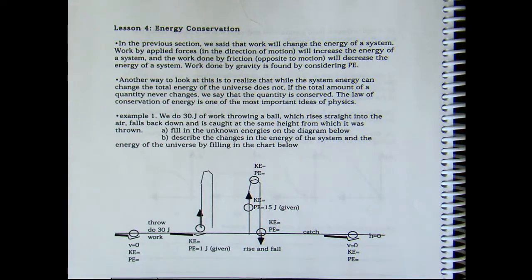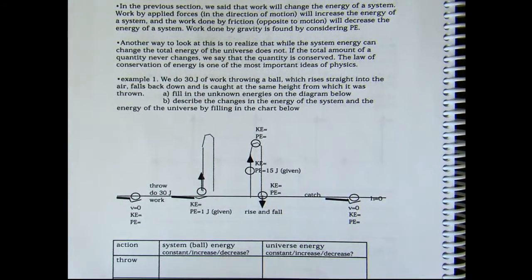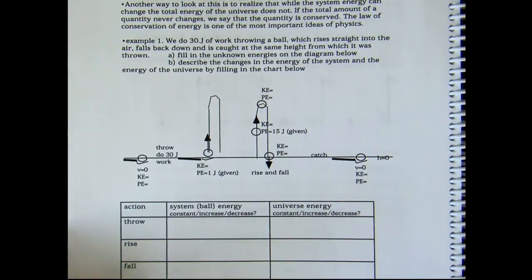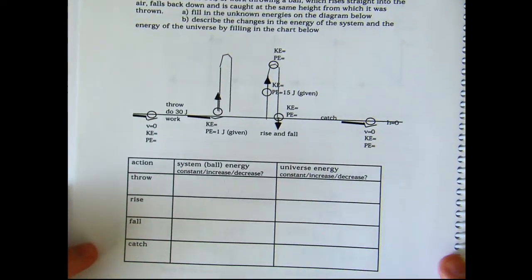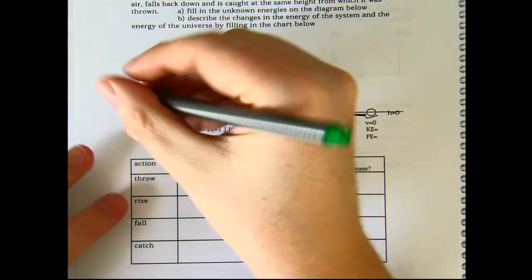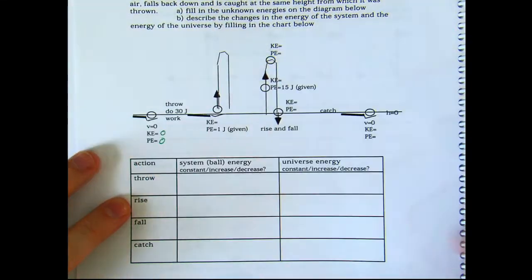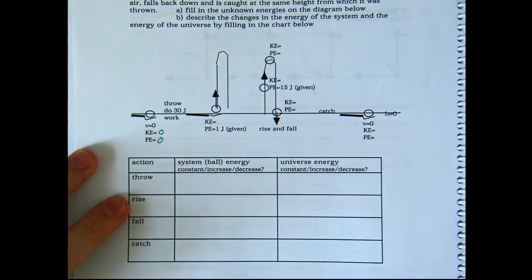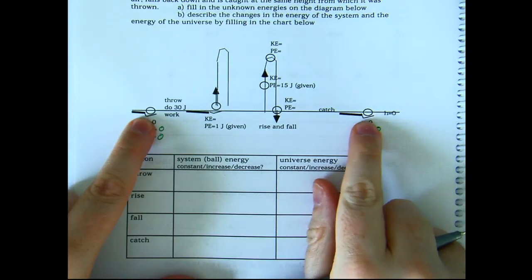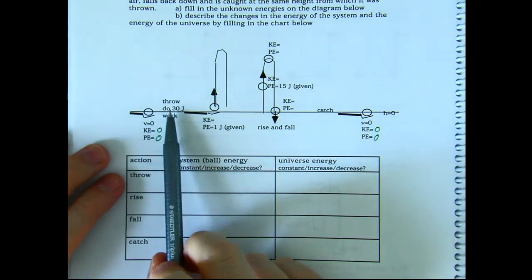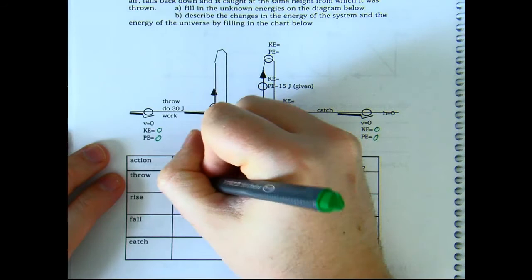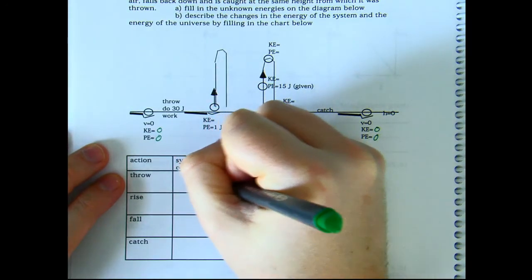So if we look at the system here, we're jumping straight into the example. If we look at what's happened here, kinetic energy at the beginning is 0. Potential energy at the beginning is 0. Kinetic energy at the end is 0. Potential energy at the end is 0. It's not moving and it's level. We can see that the throw has done work. We've increased the energy of our system by doing work.